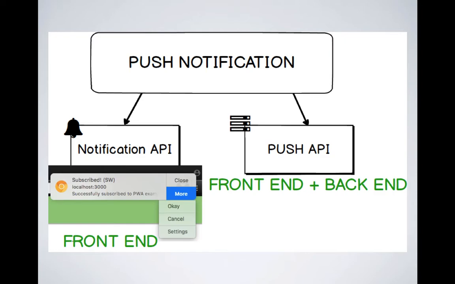For push notification, it is made of two parts. One is a push API and one is a notification API. For these two to work, it requires effort from the front end and the back end. The notification API does not necessarily need a push API to work, but it makes no sense to make a notification API without a push API.